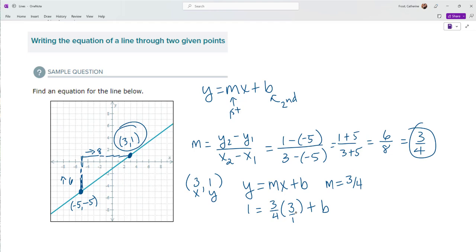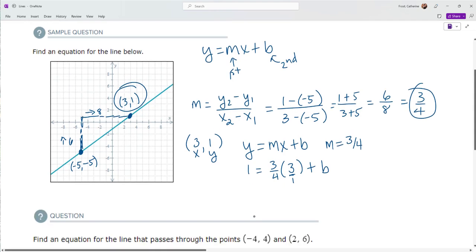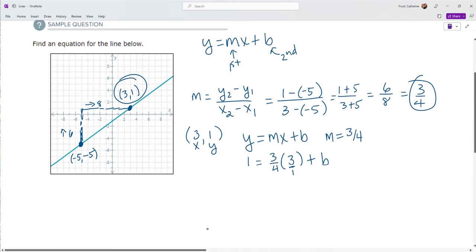Multiplying 3/4 times 3, we can think of that as 3/1, so that we're multiplying the numerators together, 3 times 3, over the denominators multiplied together, 4 times 1. So you don't need a common denominator when you're multiplying with fractions. Let me give myself a little more space. Okay. So we're going to have 1 equals 9/4 plus b.